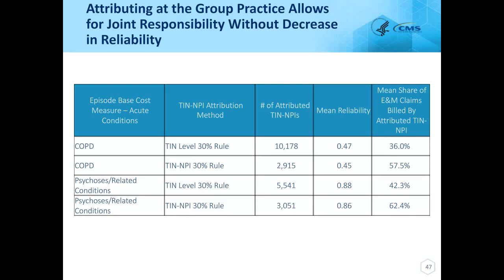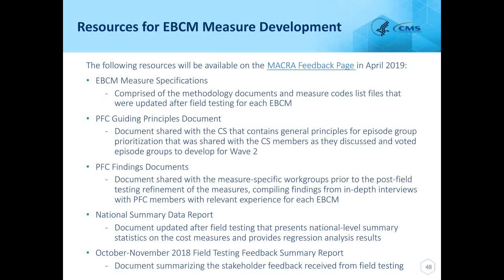So similarly to what we saw for MSPB, we can see that there is a strong impact on the coverage. If we're using the current TIN-level rule, we have a much larger number of attributed clinicians compared to if we use the more restrictive rule. And the reliability is in fact slightly higher at the TIN-NPI 30% rule than the TIN-level rule. And we see this for both of the example episode groups that we have here, COPD and the psychosis measure. Next slide, please.